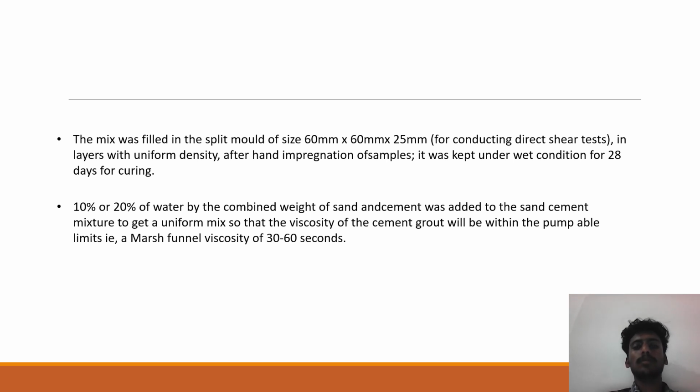The size of the sample prepared is 60 by 25 mm for conducting the direct shear test, in layers of uniform density. After impregnation, the sample was kept under 28 days of curing. Ten or 20 percent of water by combined weight of the sand and cement was added to get a uniform mix, so that the viscosity of the cement grout is within the pumpable limit, with a final viscosity of 30 to 60 seconds.